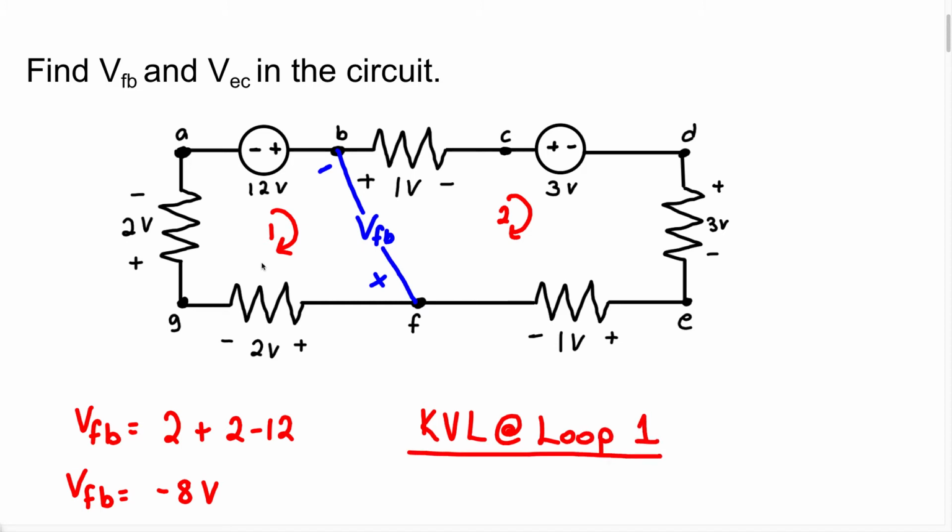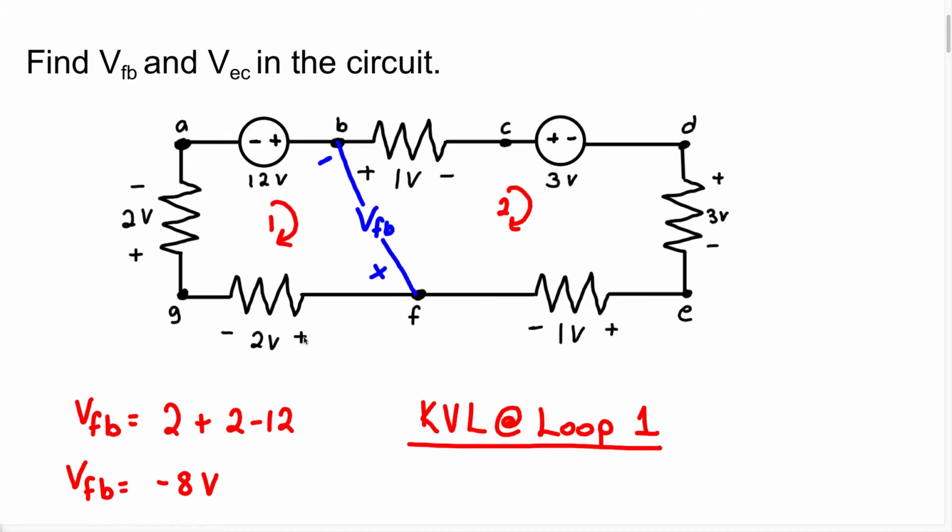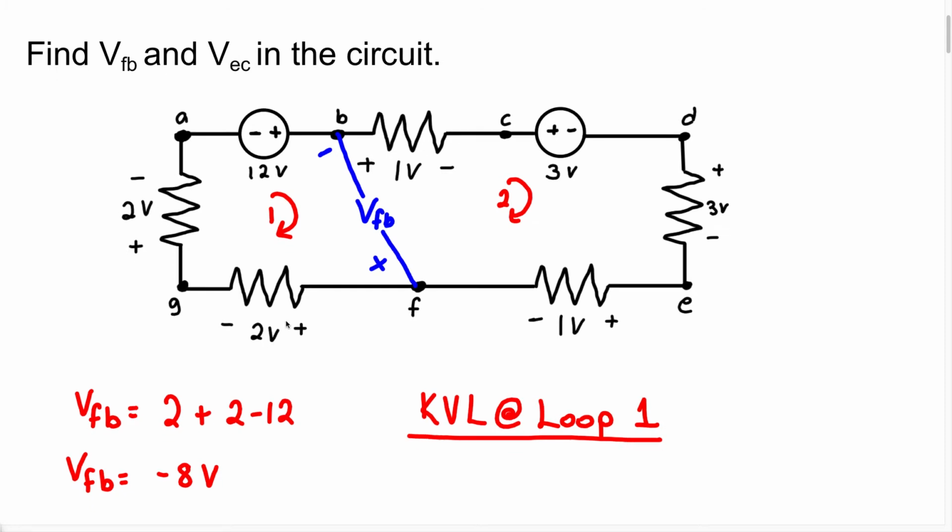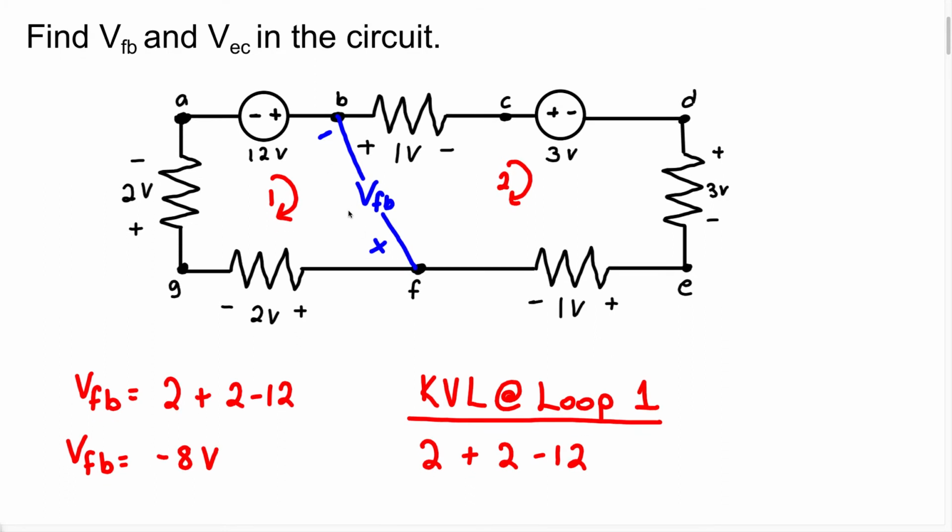So when I take the KVL at loop 1, I know I'm going to walk around this loop and add up all of the voltages. I'm going to start right at this resistor here, right? I have plus to minus, so I'm going to have a positive 2 volts. I'm going to write this as 2, plus 2, minus 12.